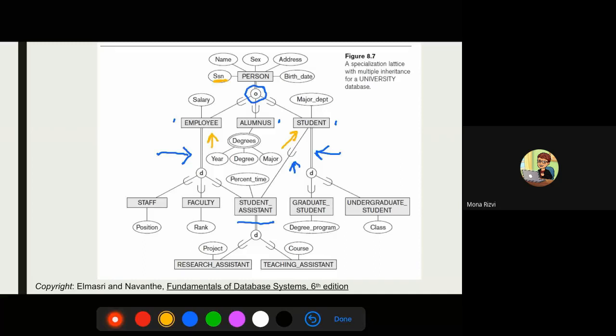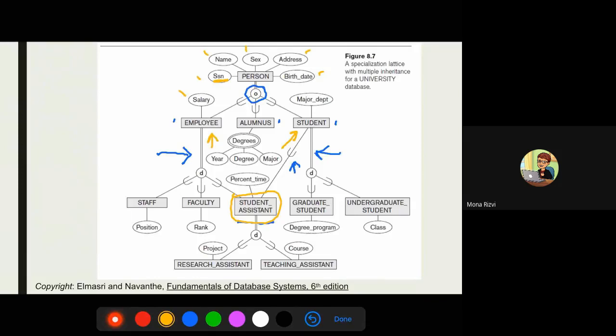Because this student assistant belongs to these two hierarchies at the same time, they're both a student and an employee. They have all of the attributes of a person, and they also have the attributes of an employee and the attributes of a student. So this student assistant has a major, a salary, as well as the name, address, and birthday.